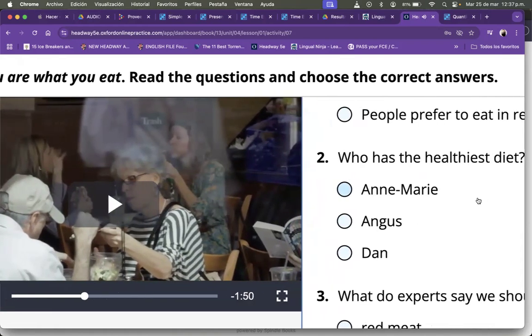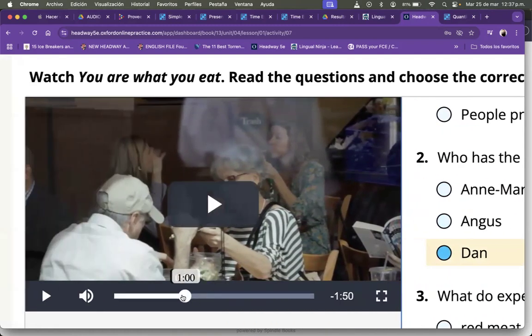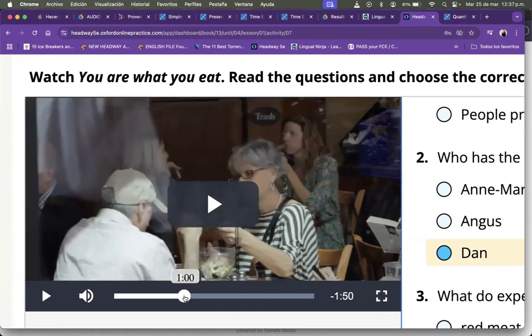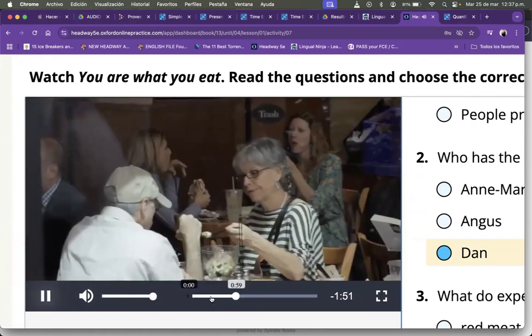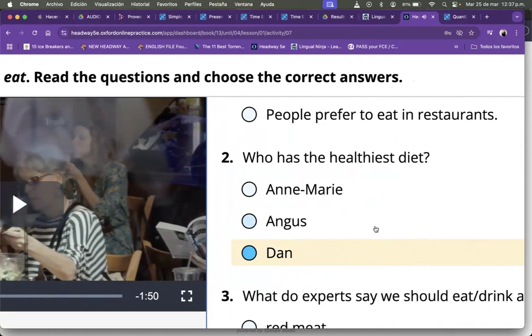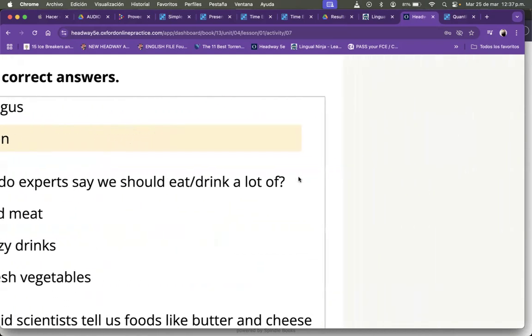So who has the healthiest diet? Anne-Marie, Angus, or Dan? Dan? Dan, why? ¿Por qué? He eats vegetables. Ya no me acuerdo qué más. Meat, and other things. So I don't like much junk food or much processed food. I don't have much processed food and junk food. Yeah. So that's why he has the healthiest.